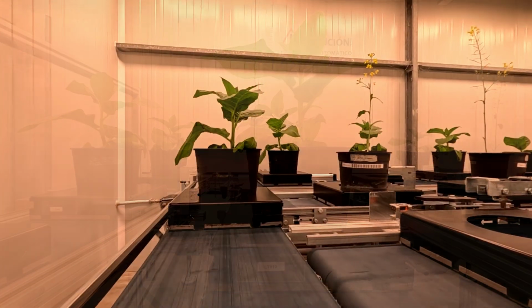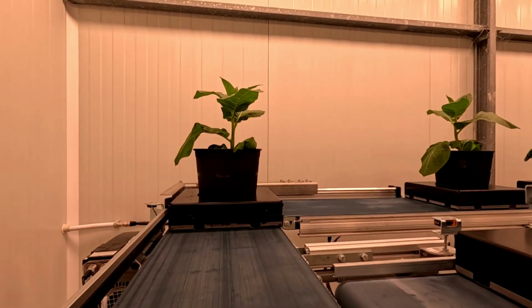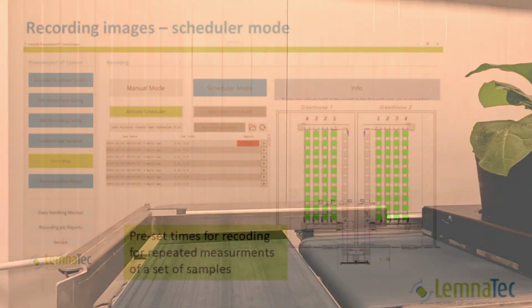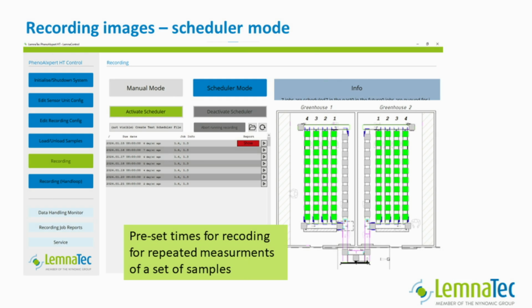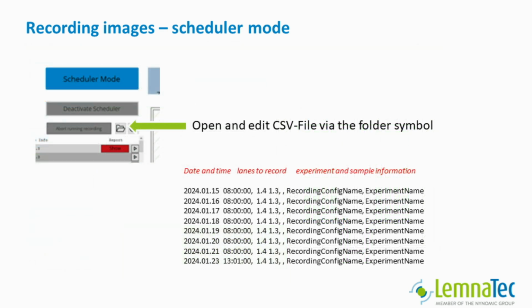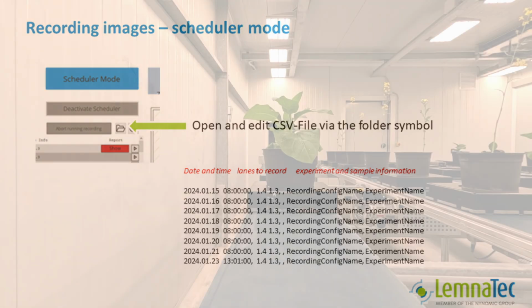It is also possible to set up a schedule for repeated acquisitions of single lines or groups of lines. In the software, the scheduler mode enables setting times for future recordings. With this mode, you can preset which experiment should be recorded at what time in the future. Data for scheduling can be typed in directly or loaded from a CSV table.